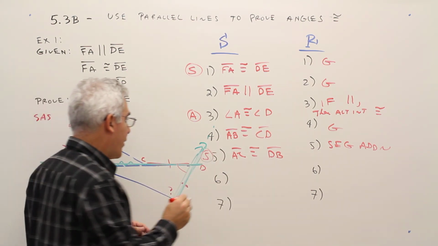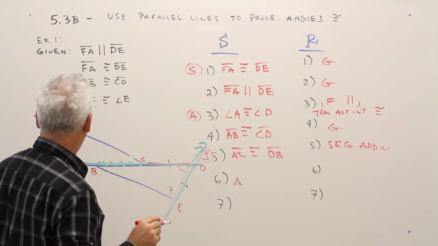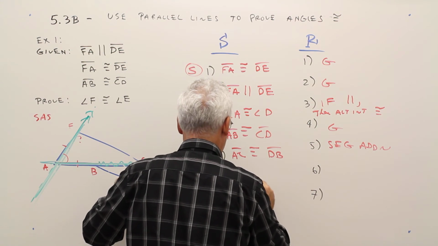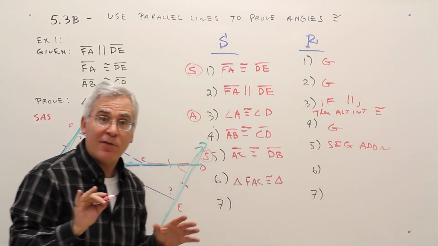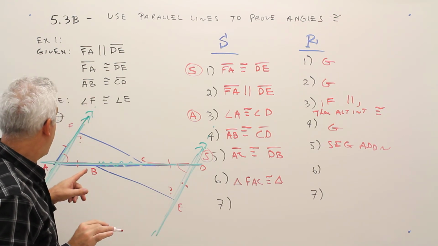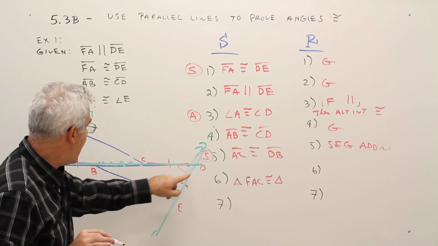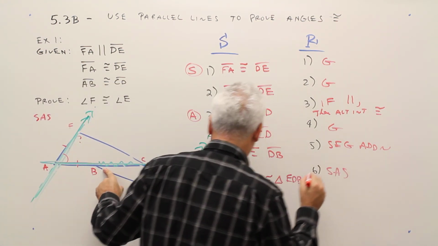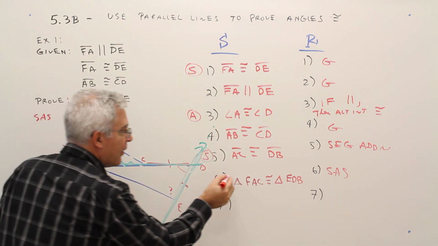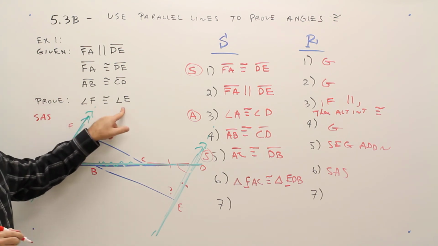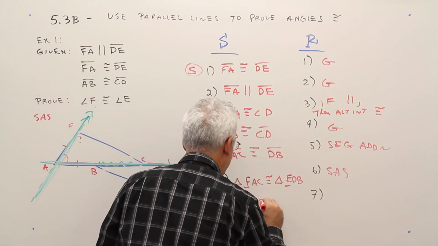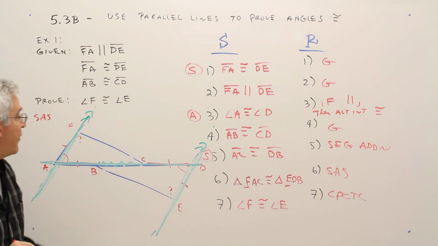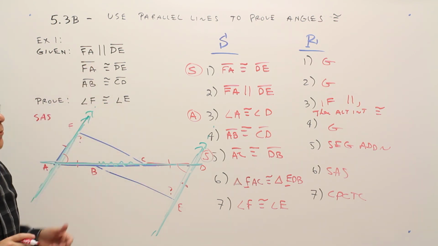Now I'm going to get the triangles to be congruent. So triangle, I'll call it FAC. Now once I start that ordering, I've got to use the same ordering over here. F to A, that would be E to D to B. And that would be SAS. And then finally, I can get my angle, first letter to first letter. Angle F congruent to angle E by CPCTC. So there you have it, how to use parallel lines to help prove angles congruent.